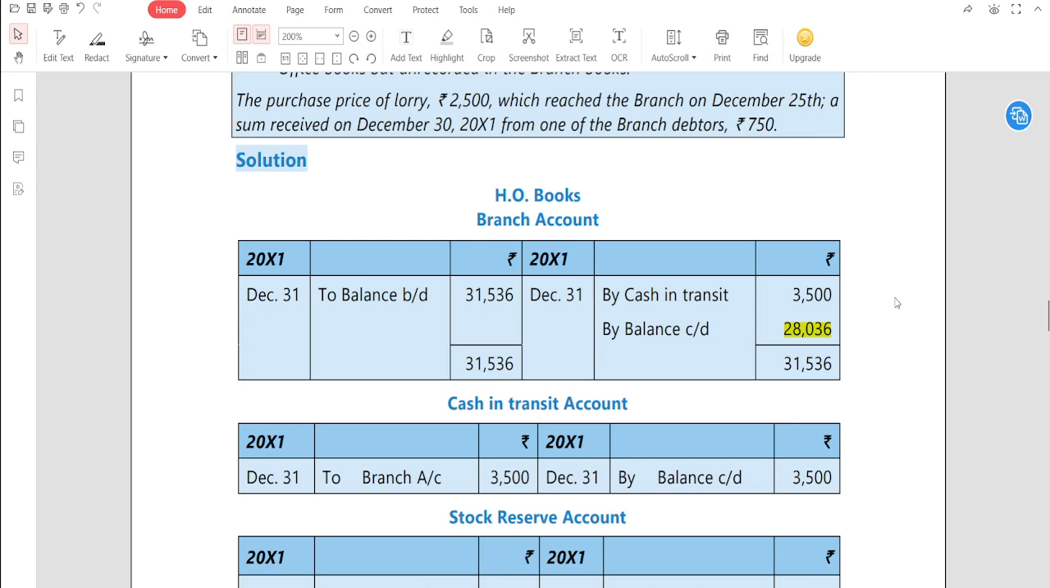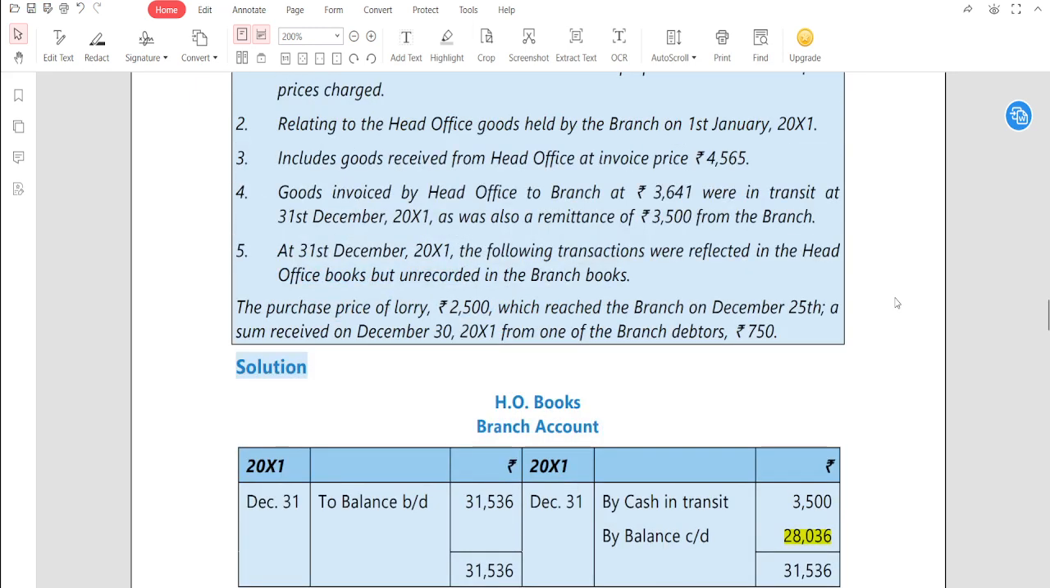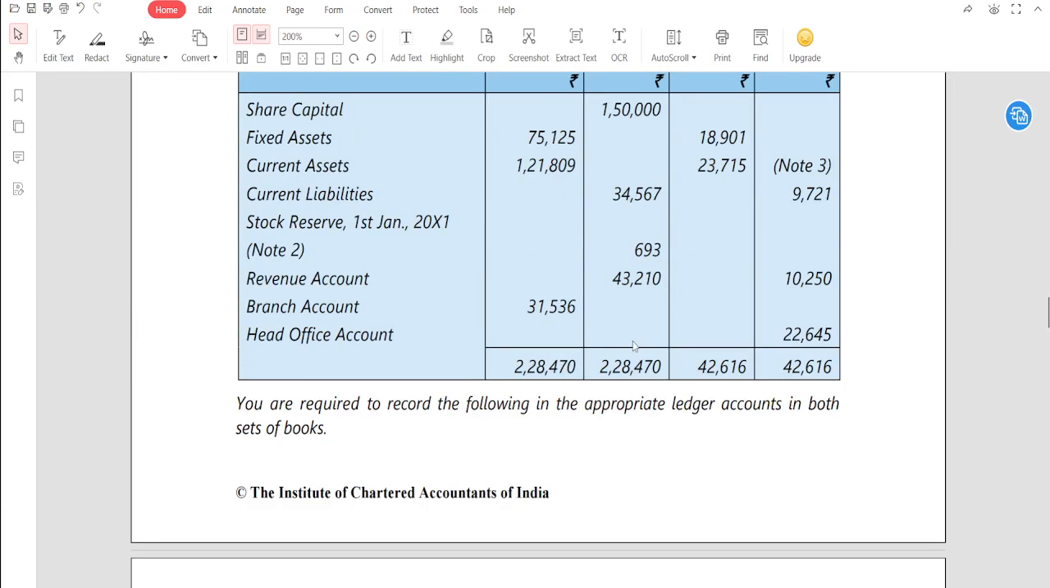Now we need to go to the branch books. So first we need to decide which accounts we need to prepare in the branch books. That is a very big question. So see, if you go to the branch books, the first account will be prepared as a HO account, a head office account. And then we have to prepare the revenue account. And then we need not prepare any stock reserve account, but we have to prepare a sundry current asset account, because there is an adjustment as per point 3. Perfect.